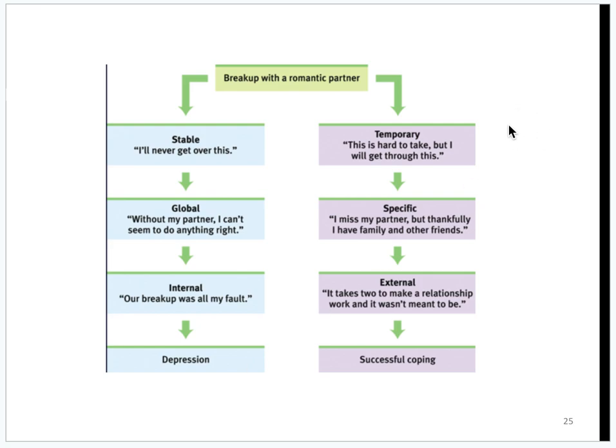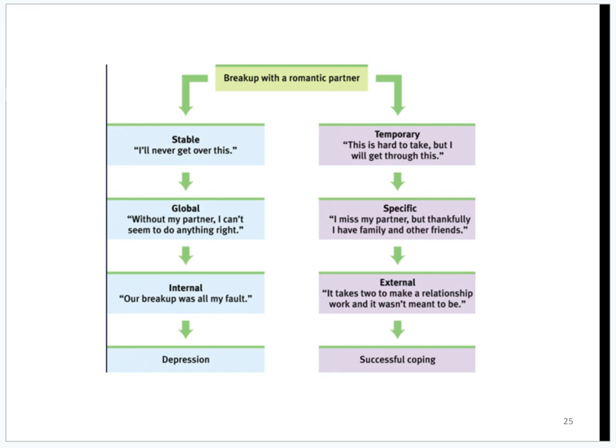Then the more optimistic view. It's temporary, right? Unstable. This is hard to take, but I'm going to get through this. This is just temporary, and I'm going to feel better by next week or next month or whatever. Specific: I miss my partner, but thankfully I have a lot of friends. It's not global. My whole life is not falling apart. I have friends. I have family. I have great classmates, right?